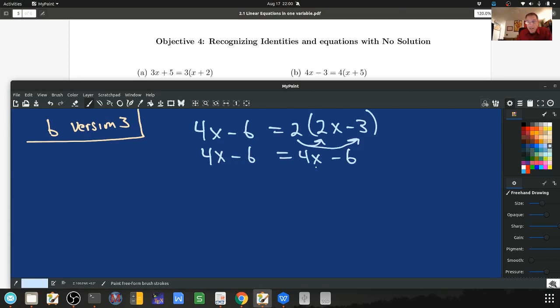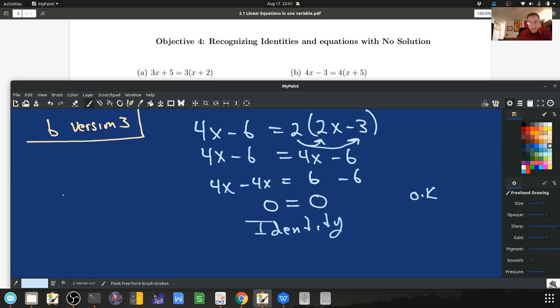So I'm going to go ahead and collect like terms. Well, there are no like terms on either side, so I'm going to isolate out the variable terms. I'm going to move the 4x here over. It becomes minus 4x. I'm going to leave my minus 6 there, but my minus 6 over here becomes plus 6. 4x minus 4x is 0, and 6 minus 6 is 0. Oh, okay. Those two are identical. This is an identity.